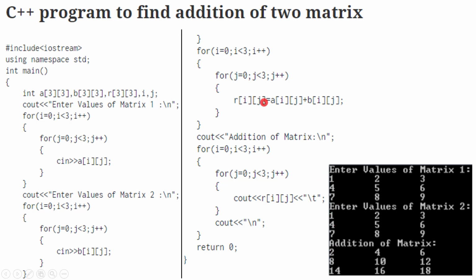Then similarly all the positions in the matrix will get added, and it will be stored in the R[i][j]. Then just print out the value. You know how to print it out. Just cout will be the command, for the addition matrix: for i equal to 0, i less than 3, i plus plus, for j equal to 0, cout, or cout endl.